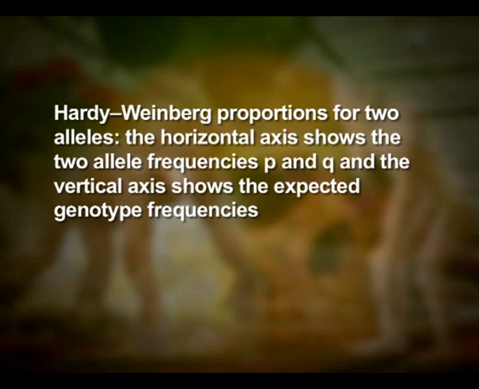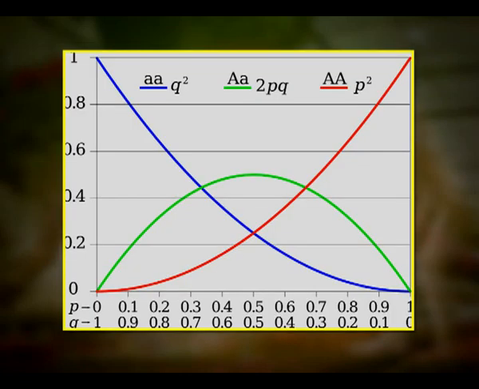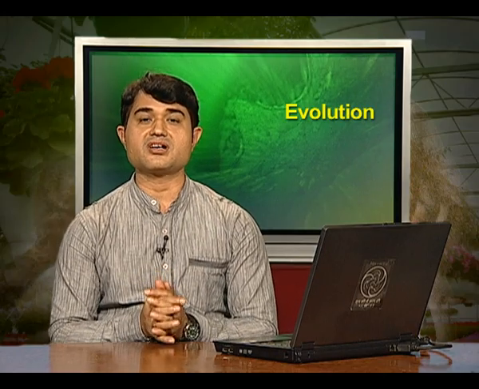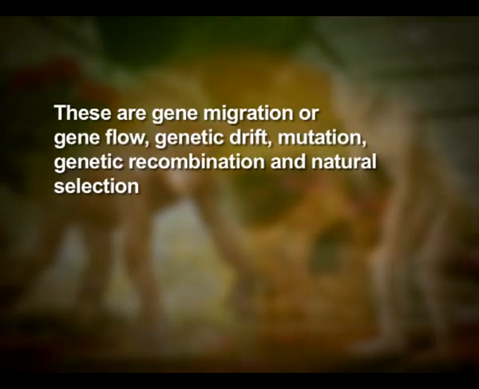The horizontal axis shows the two allele frequencies p and q, and the vertical axis shows the expected genotype frequencies. Each line shows one of the three possible genotypes. Five factors are known to affect Hardy-Weinberg equilibrium. These are gene migration or gene flow, genetic drift, mutation, genetic recombination and natural selection.